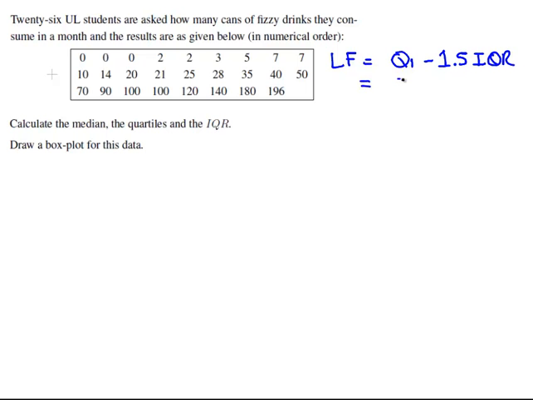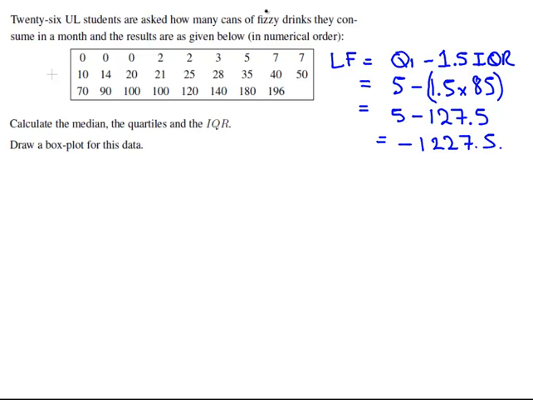Okay. Now, Q1 was 5, minus 1.5 times 85. That's equal to 5, let's put that in brackets, minus 127.5. That's a bit of calculator work. And that's equal to minus 122.5. Sorry, I just typed in the wrong number there. That does not make any sense in the context of this data set.